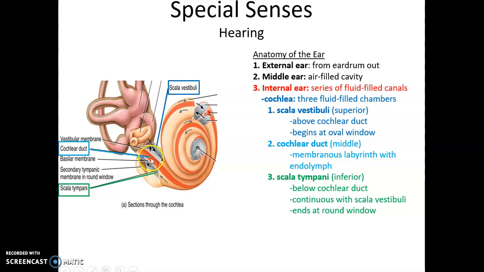You have the cochlear duct, which is the middle chamber filled with endolymph, and then inferior to that is the scala tympani, the inferior duct. And so the scala vestibuli starts at the oval window, receives the vibrations from the oval window, and can carry it up along the cochlea. The cochlear duct is where the vibrations will eventually pass through, and then scala tympani ends in the round window that then allows excess vibrations to dissipate.